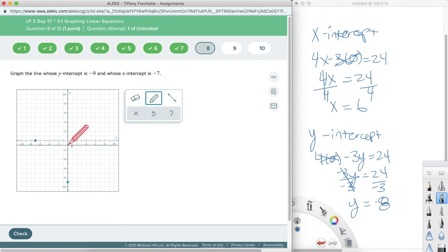And I'm just going to connect these 2 points. Boom, boom, and I have graphed the line. So that's it. That's all they wanted us to do on that one. Perfect.